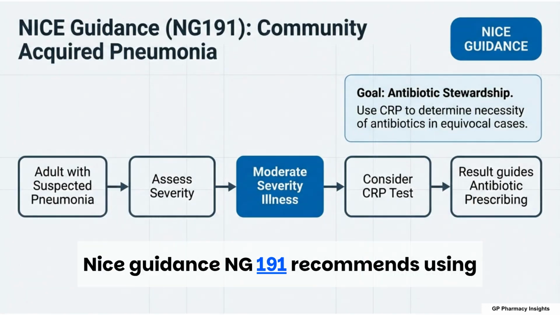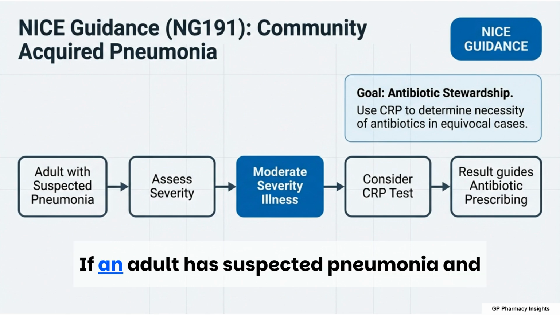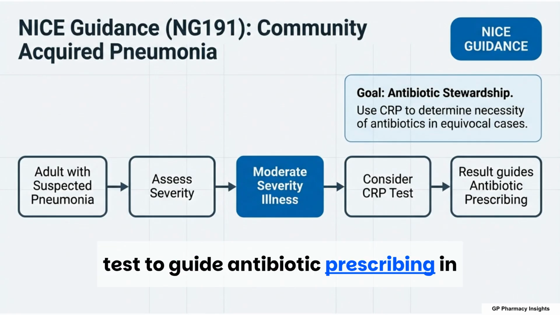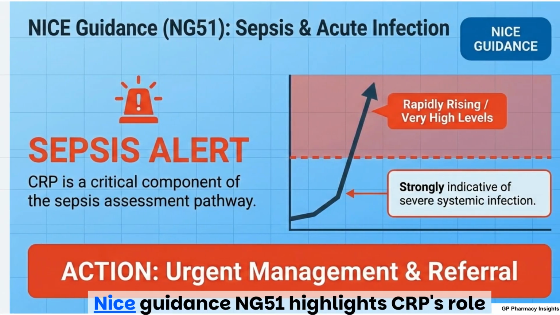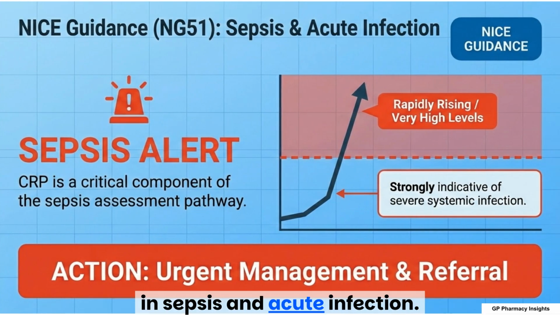NICE Guidance NG 191 recommends using CRP for antibiotic stewardship in community-acquired pneumonia. If an adult has suspected pneumonia and moderate severity illness, consider a CRP test to guide antibiotic prescribing in equivocal cases. NICE Guidance NG 51 highlights CRP's role in sepsis and acute infection.